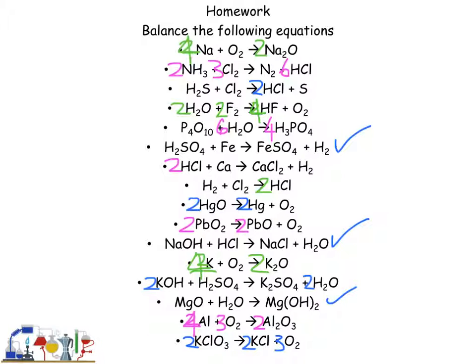Let's try and check if that's balanced. 2 potassiums on the left, 2 potassiums on the right, 2 chlorines on the left, 2 chlorines on the right, 6 oxygens on the left, 6 oxygens on the right. Hip hip hooray, we are all balanced up.